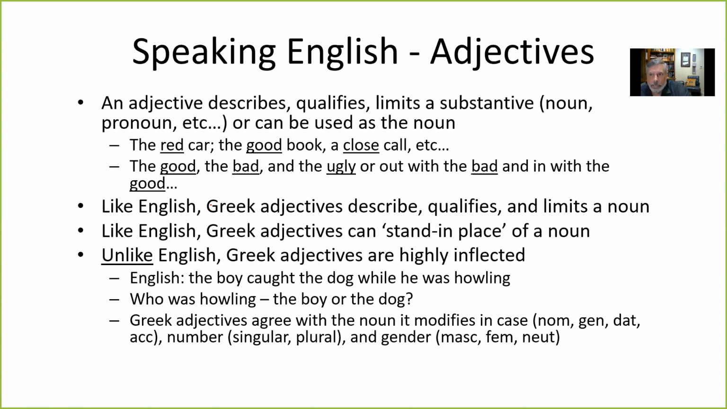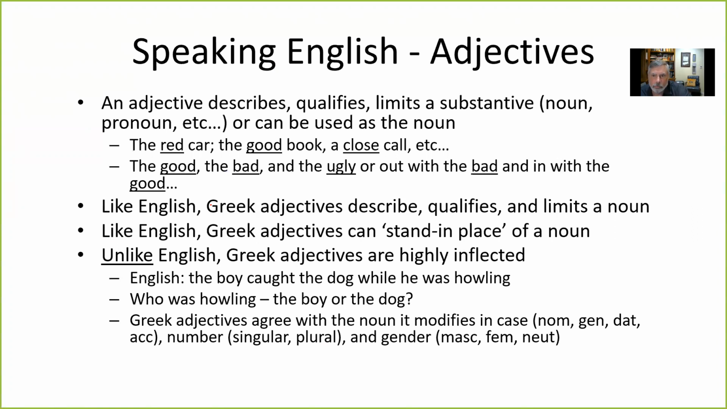It can function with a noun, such as "the red car." This is now giving description or qualifying or limiting the car, right? It's red. It's not the blue one. It's not any car. It's the red car. Or the good book, or a close call. Those are adjectives that are giving descriptive or qualifying or limiting information to the noun that they are attributed to.